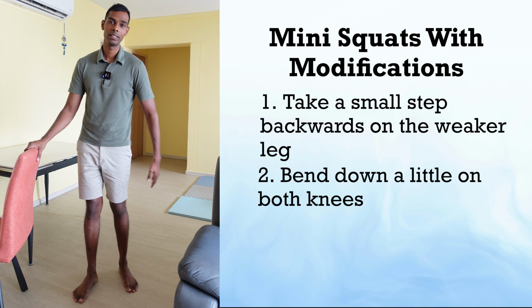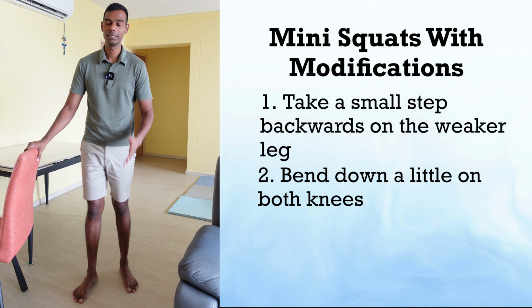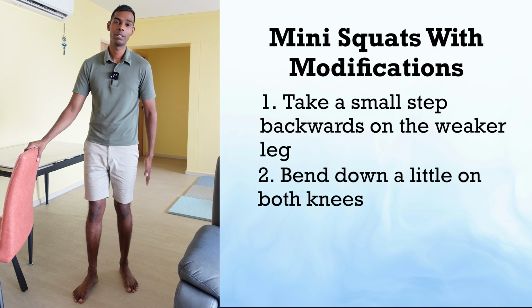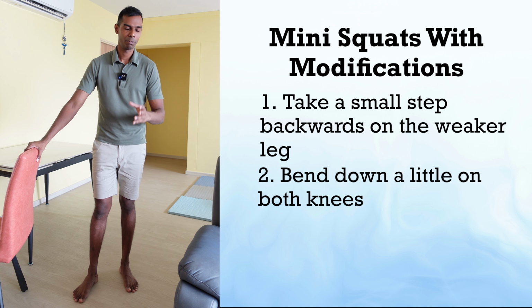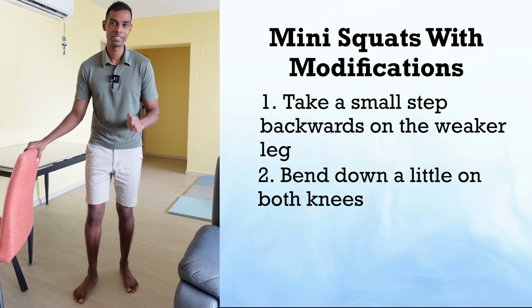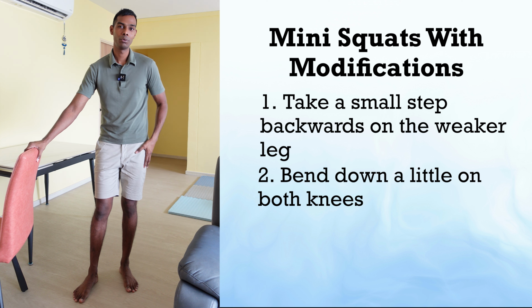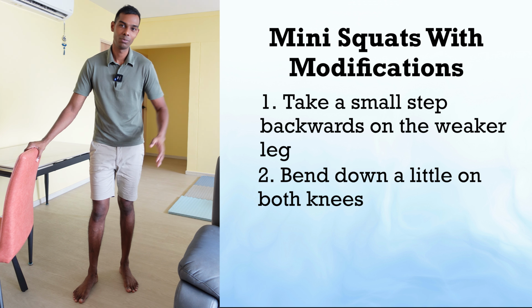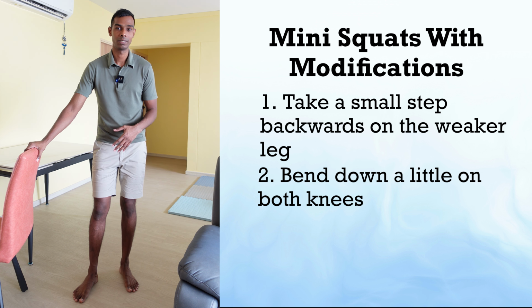So if you're wondering why the weaker leg is slightly backwards, this is actually to bias your leg, to make sure that you put more weight on your weaker leg. But with that said, this is also a much more dangerous exercise, because this will put more weight on a weaker leg, and if you do not have the strength, you may just buckle down and fall down.